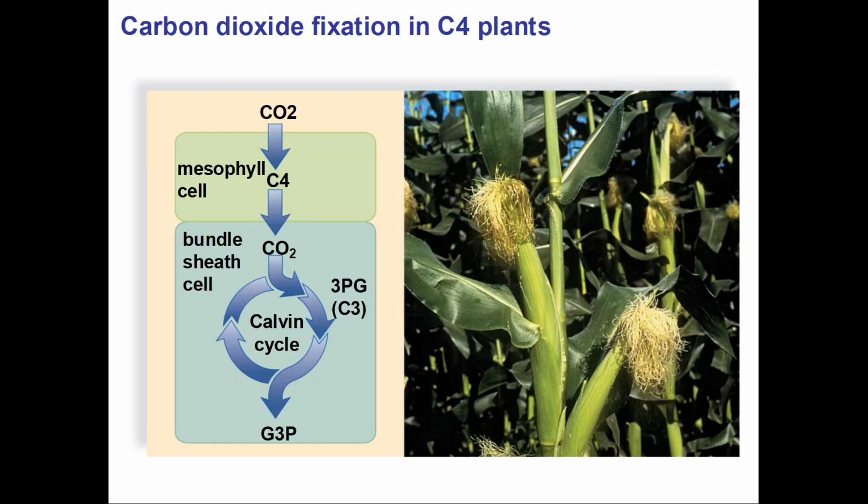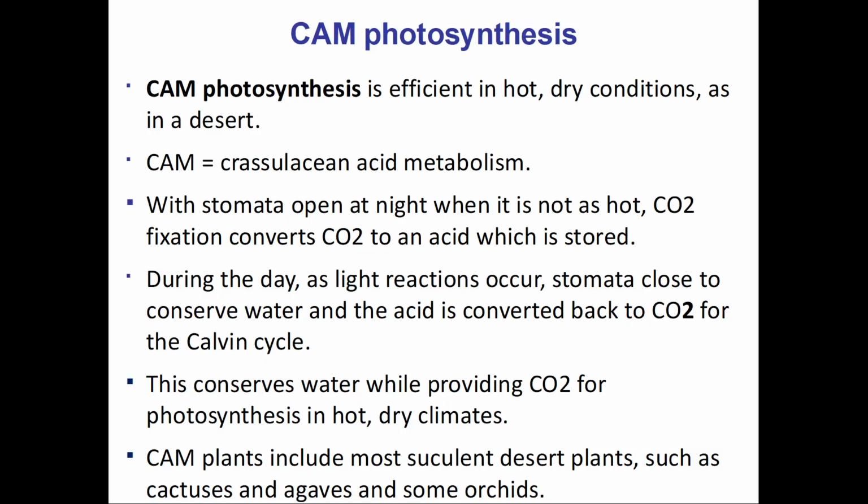And see, we have this cartoon for C4 plants, with the Calvin cycle happening in the bundle sheath cells and the light reactions happening in the mesophyll cells. And then finally, this leads us to CAM photosynthesis. This is efficient in hot, dry conditions, such as a desert.